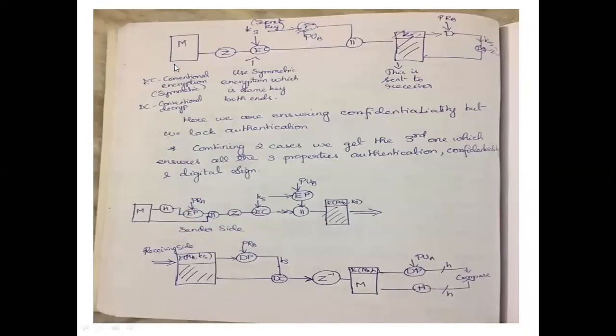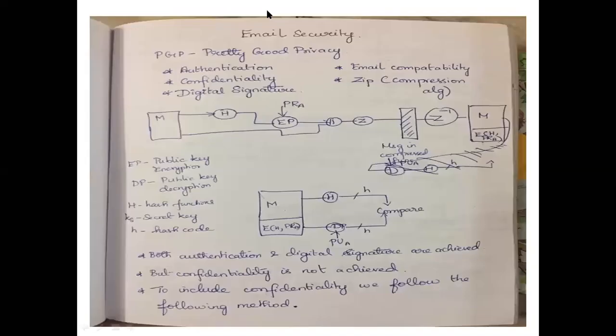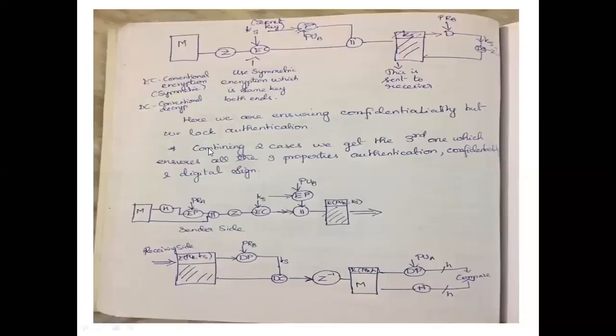So here, after this Z, what happens? There is conventional encryption. So here we are starting this diagram, conventional encryption using the secret key. Then we are appending it with the public key encryption method. So on the sender side, this part of the sender and this part of the sender are both combined. That is the sender side.